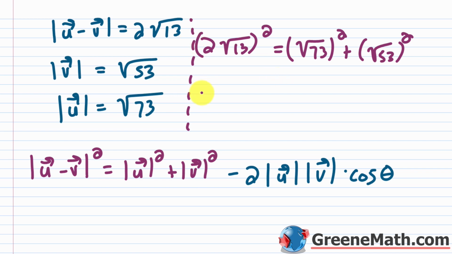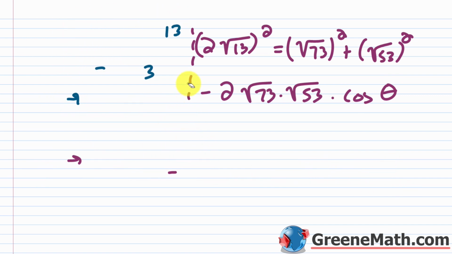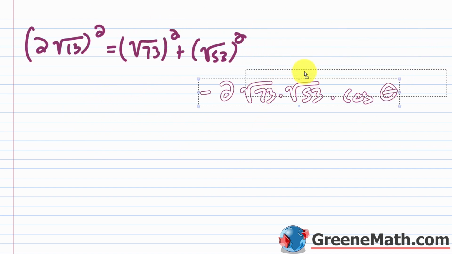And then I'm just going to go minus 2 times, again, the magnitude of the vector u is the square root of 73, and then the magnitude of the vector v is going to be the square root of 53. And then lastly, it's times the cosine of my angle theta. Let me get rid of this. And actually, you don't need that anymore. It's just basically calculations at this point. And let me rewrap that and slide this down here and slide this up here.